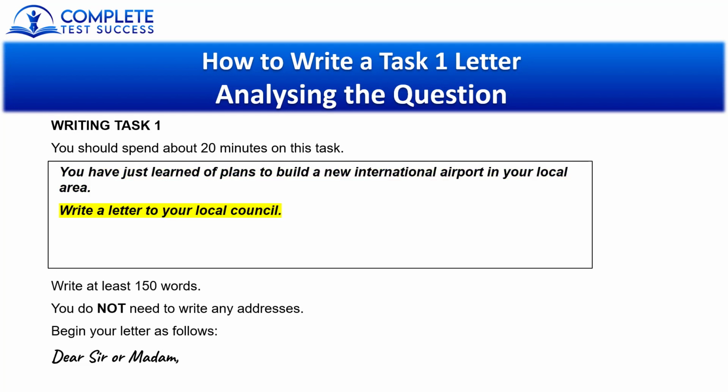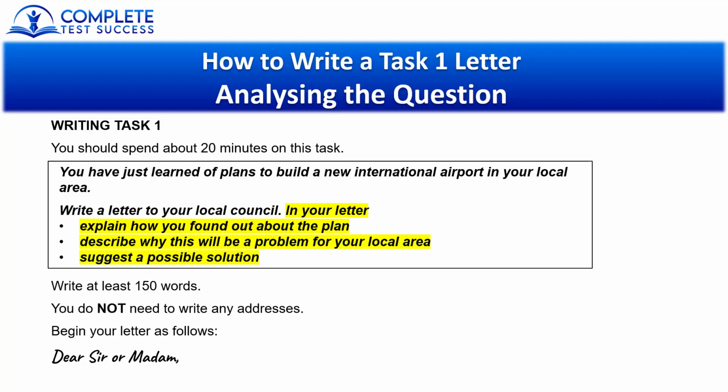The next part of the question is here. It says, write a letter to your local council in this particular question. And this is where we find out if we're going to write a formal or an informal letter. If the question says write a letter to a friend, you will write an informal letter, and in all other circumstances, you will write a formal letter. Now, if you're unsure about how to write in a formal or an informal tone, my previous lesson covered that in detail, so make sure to check that out. The next part of the question is here.